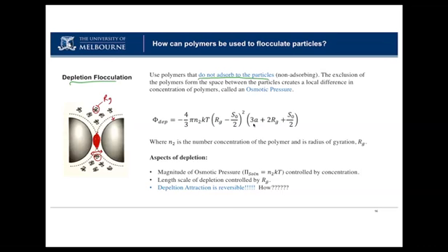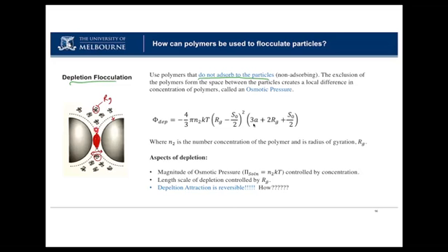And when that happens, you get what's called an osmotic pressure difference. This is the same osmotic pressure that you might have thought of with osmosis or reverse osmosis filters. An osmotic pressure difference is basically a local difference in concentration in solution. So the concentration of polymer out here is going to be different than the concentration of polymer in the gap. And that osmotic pressure difference drives an attractive force, where thermodynamically you want to remove that concentration difference.